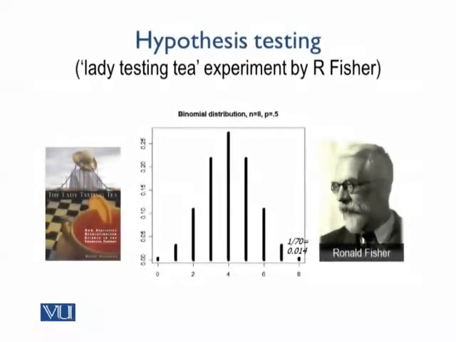In fact, this is a classical case of a binomial setting in which the probability of getting all the 8 guesses right, where the probability of each guess is 1 by 2, the probability of getting all of the cups right is just 1 by 70. And because this is a very small chance, if this happens, we can reject the null hypothesis and accept the alternative hypothesis.